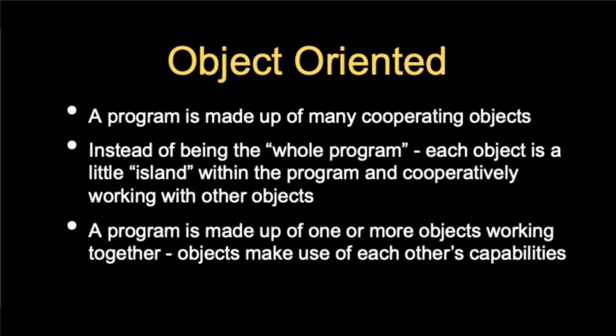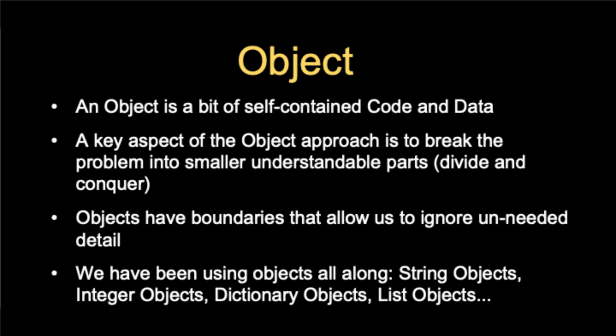This approach contrasts with procedural programming, where the focus is on functions and the sequence of operations. Here, the focus is on the agents, the objects, and the messages they send to each other. An object is a bundle of self-contained code and data. It encapsulates related state and behavior into a single, manageable unit.